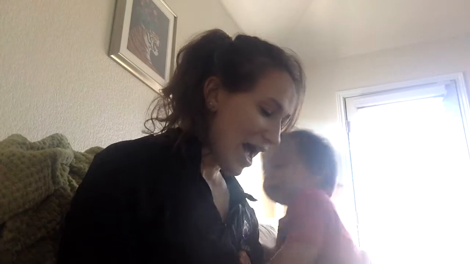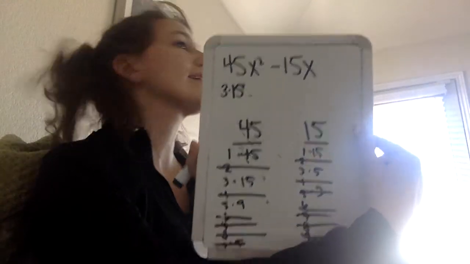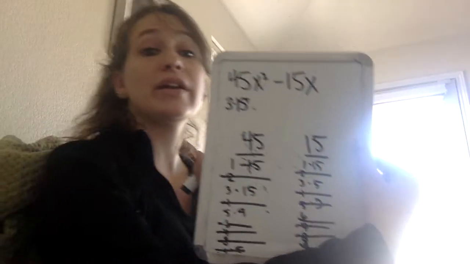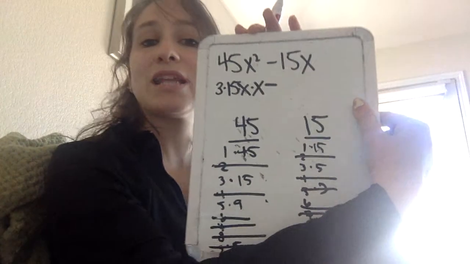Anyways, so I'm going to do 3 times 15 here. But instead of x, I have x squared here, so I need to write that down as its factors as well: x times x. So 3 times 15 times x. And then I have a minus in the middle, so I have to keep that minus there. If it were plus, I would have to keep that plus. And then I'm going to do 1 times 15 times x.